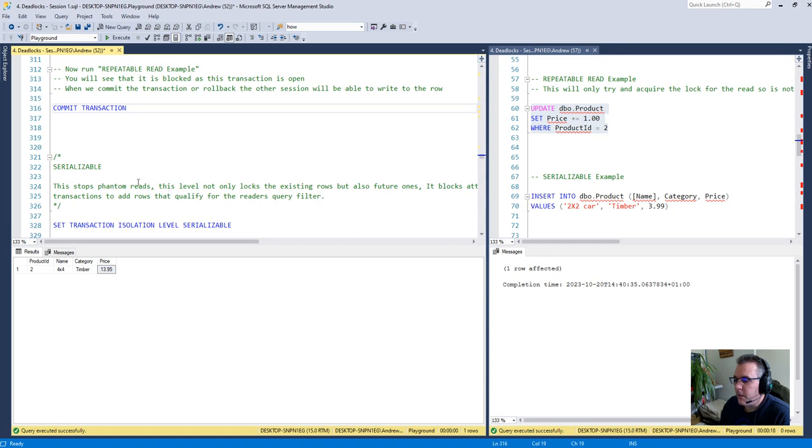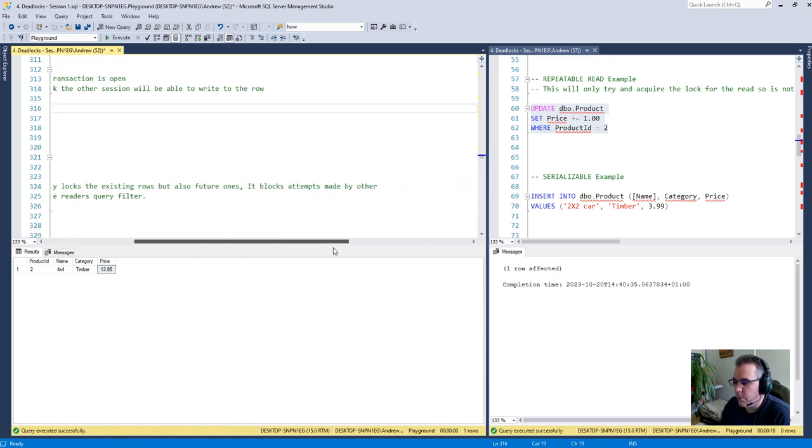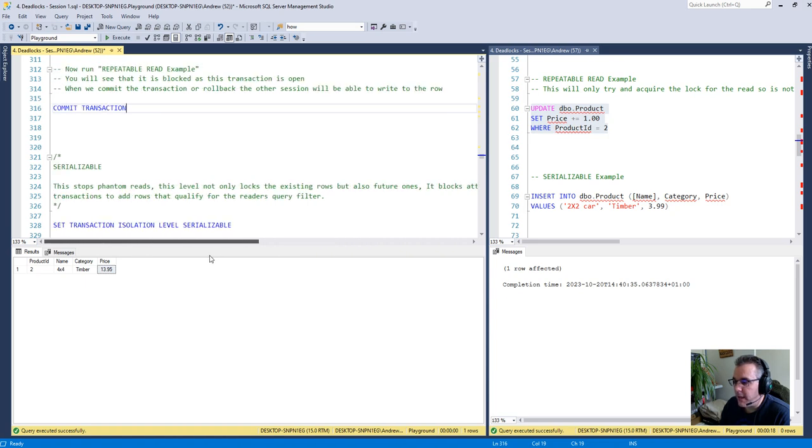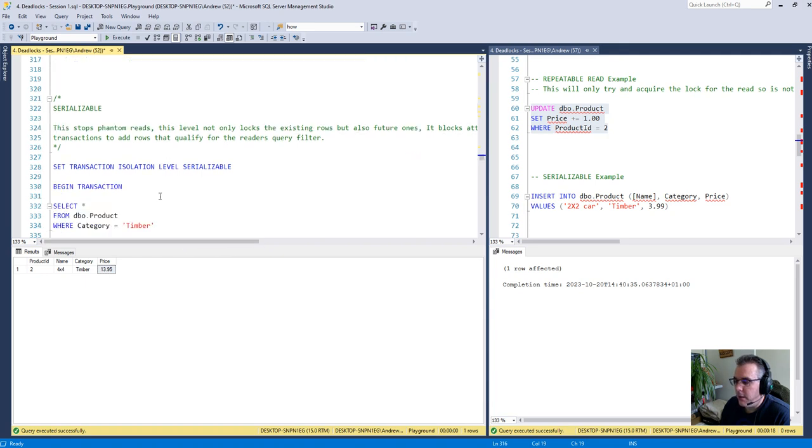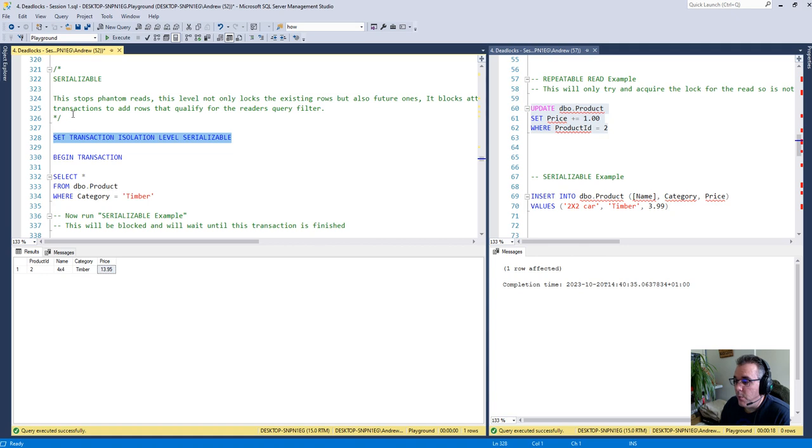12.95. Then there's serializable. So this stops phantom reads. This level not only locks the existing rows, but also future ones. It blocks attempts made by other transactions to add rows that qualify for the reader's querying filter. So this is just even more isolation. But the more isolation you add, the slower it gets. Remember that. So we'll set that on.